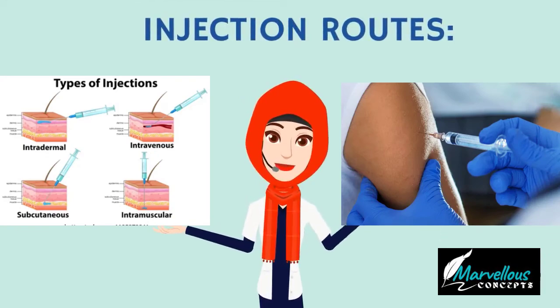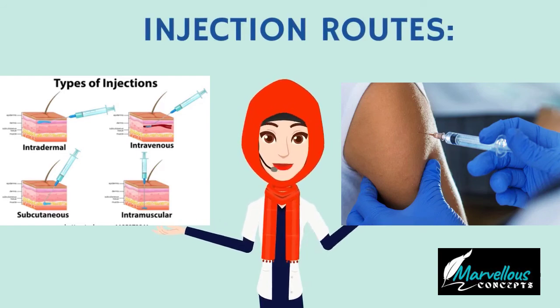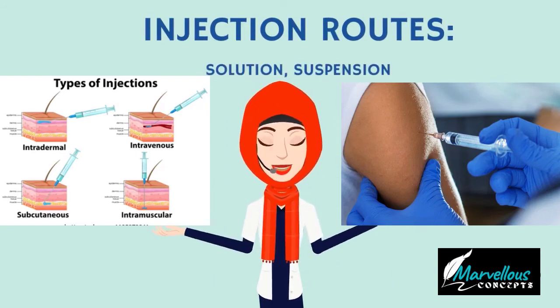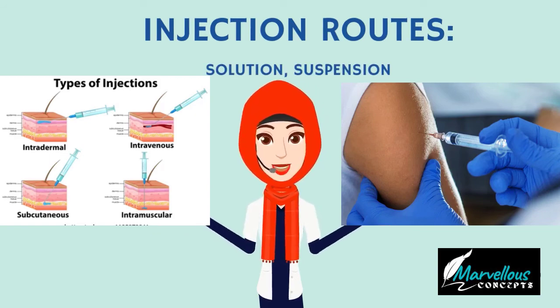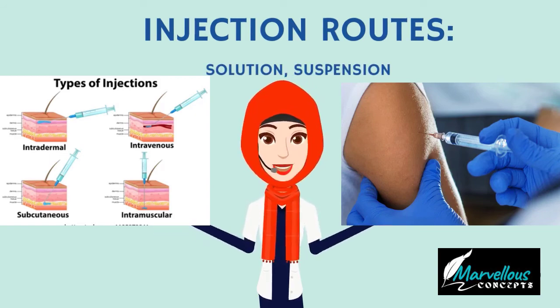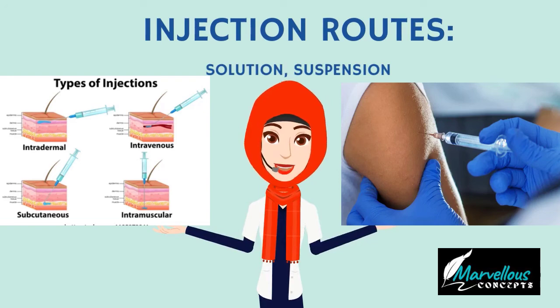Injection routes. This is the second most popular method of drug delivery. They mostly entail injecting the medicines as a solution or suspension into the body using a syringe and needle at various sites and depths. As a result, there is a risk of infection, discomfort, and local irritation during administration.